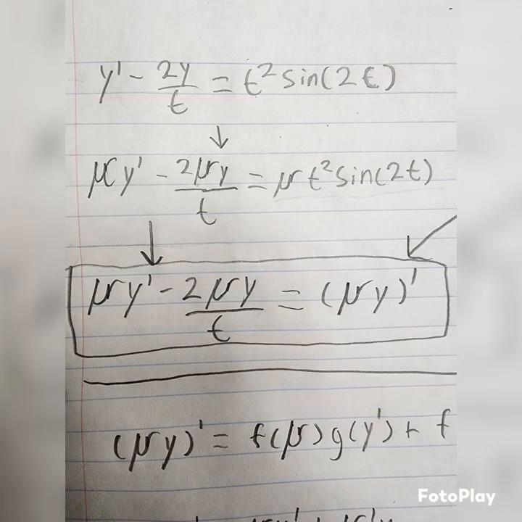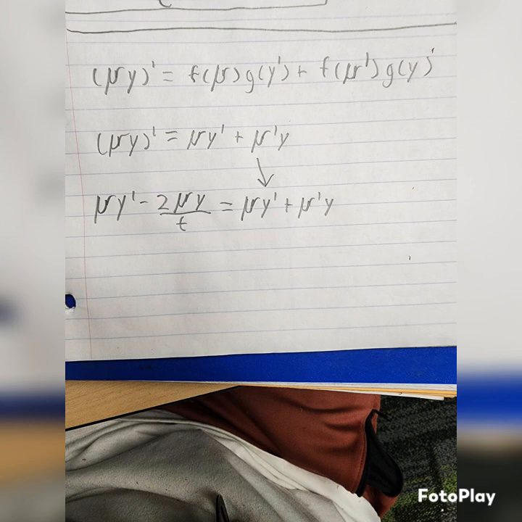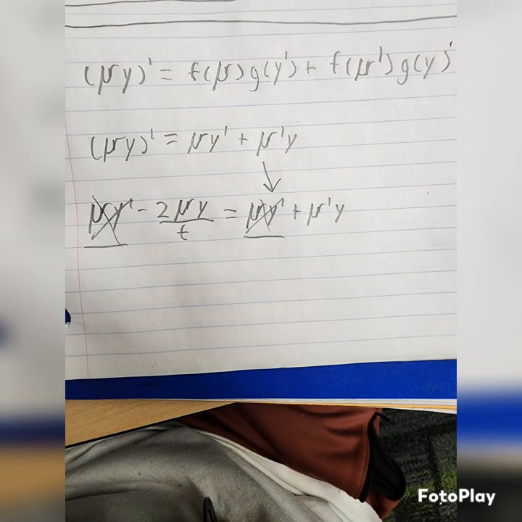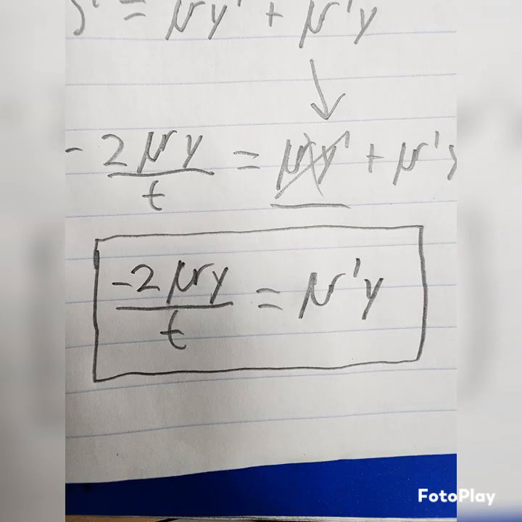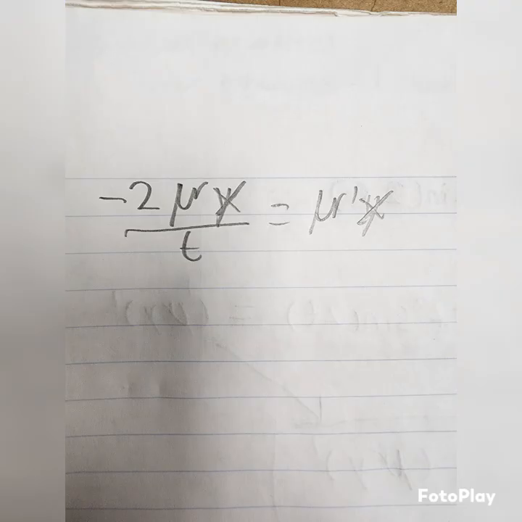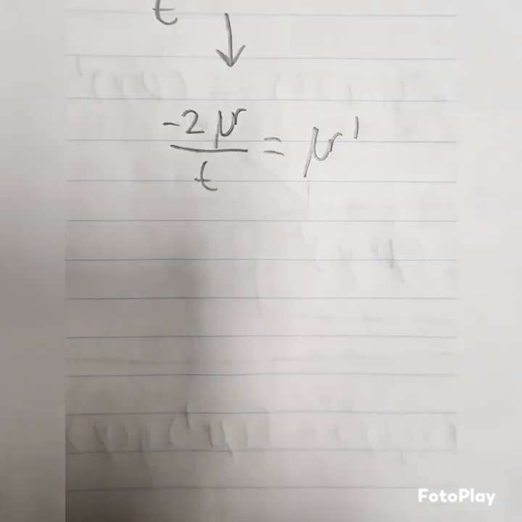So now looking back at our original equation, we can substitute mu times y prime for the equation we found using the product rule. Great, but now we see that mu times y prime is on both sides, so we can cancel that out. And now we're left with this equation. But we still have three variables. But guess what? Y is on both sides, so you can go ahead and cancel both of those out. So now you're only left with two variables. Now you just need to put them on the same side.